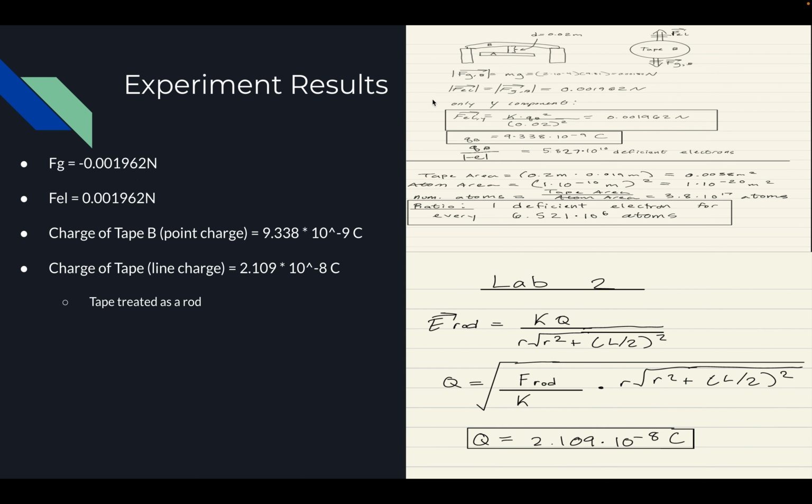By doing the calculations, we determined that the charge of the tape as a point charge was 9.3 times 10 to the negative 9th coulombs, as you can see here. But as a line charge, by using the equation of the electric force of a rod, the charge ended up being 2.1 times 10 to the negative 8 coulombs.